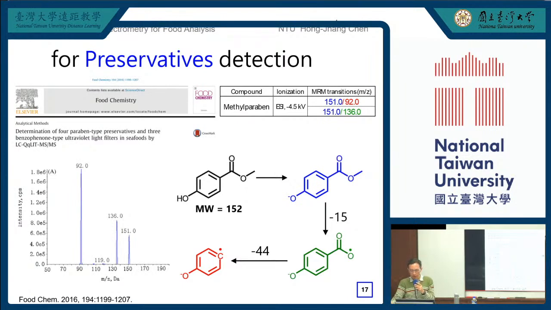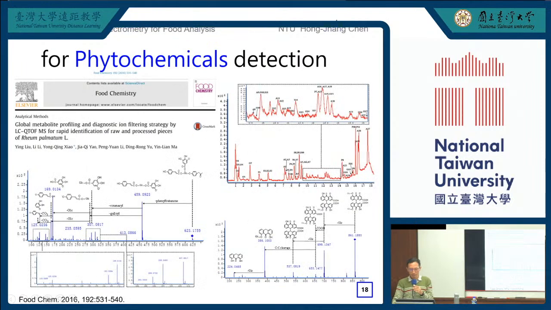And after that, we can use the fragmentation to do the qualitative and quantitative experiment. Okay, that is perceptive. Of course, any food additive could do that. This one is more complicated. This one is my favorite experiment.